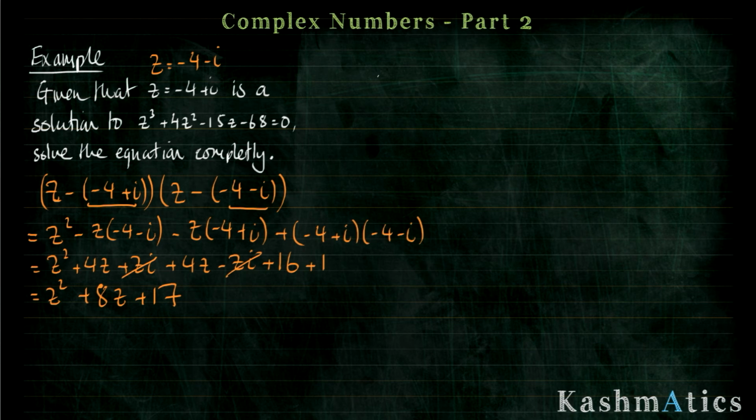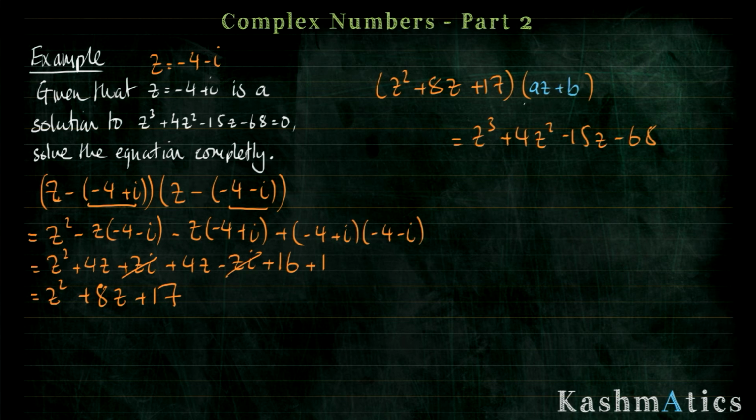What we know is that z squared plus 8z plus 17 multiplied by some linear factor is equal to z cubed plus 4z squared minus 15z take away 68. I'm just going to write this in a different color. I know this is going to be something like az plus b. That's my linear factor. So all I've got to think about is where does my z cubed term come from? There's only one place it can come from, which is by multiplying this term by this term. No other term will give me a z cubed term, which means this has to be z.